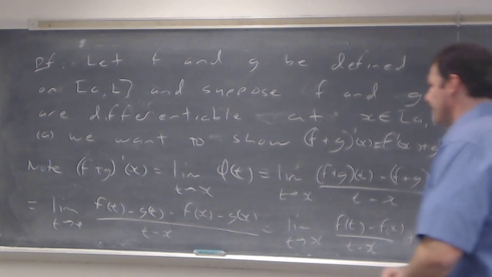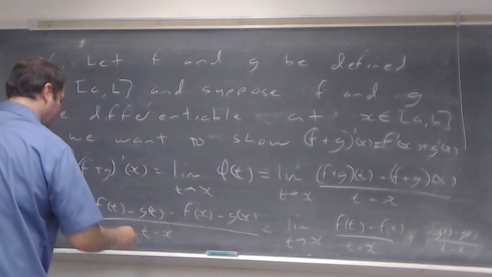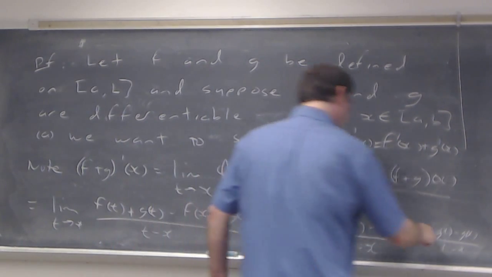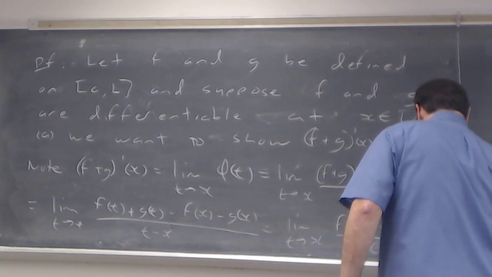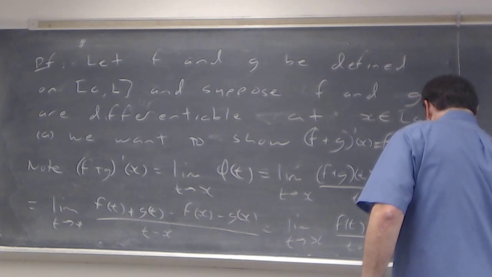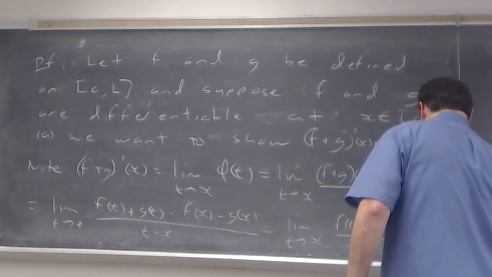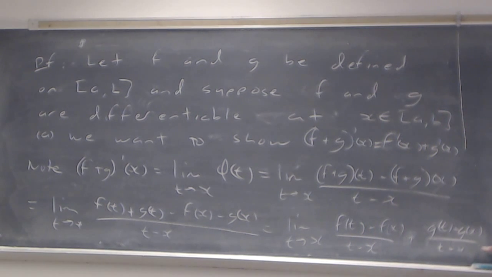That's what I've got written down. I've made a mistake here. That's why I'm having trouble. This should be a plus. And so this should be a plus, and then it's G of t minus G of x all over t minus x. That's what we are.